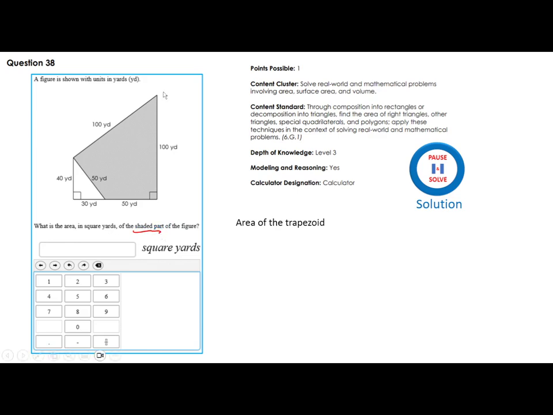Now, area. So we're going to consider all of this first, which we can do, and then we subtract this. Okay? So what's the area of the trapezoid? Remember the formula: half B1 plus B2 times H. This is B1, this is B2, and from here to here is H for the trapezoid, okay? So half 40 plus 100 times 80, okay?